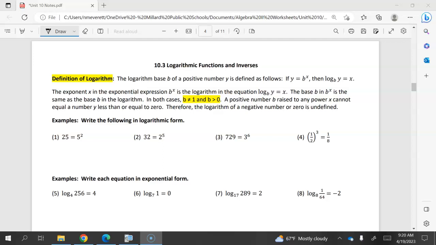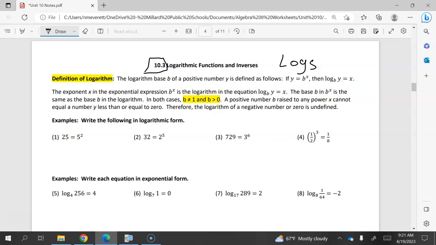Alrighty, so we're starting the first video of the 10.3 notes. This will probably take multiple videos because 10.3 is the start of logs, or short for logarithms or logarithmic functions, and inverses.